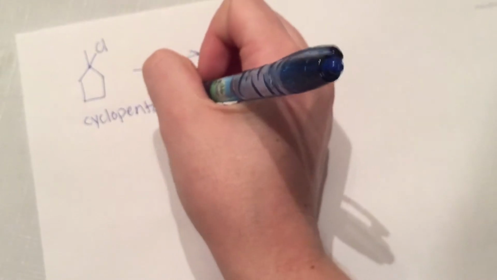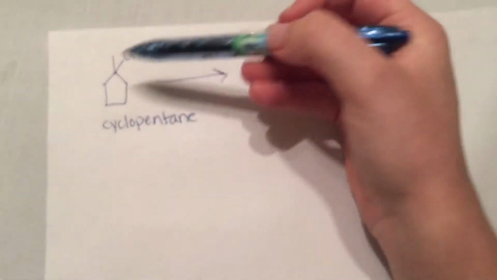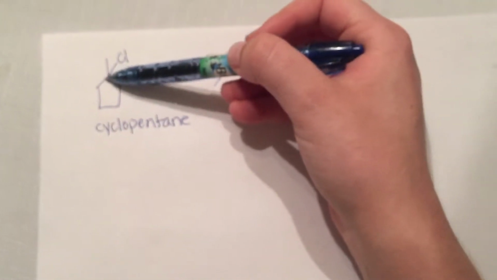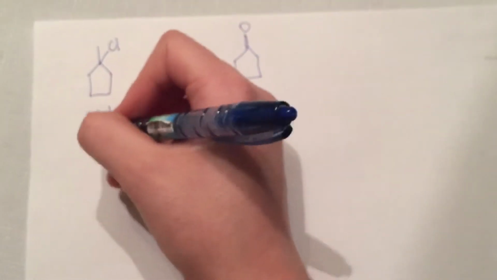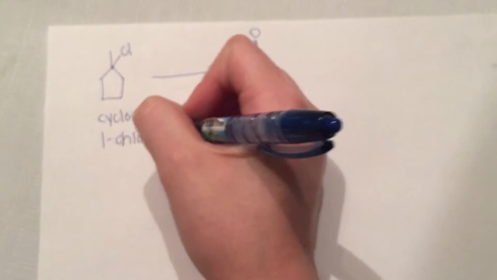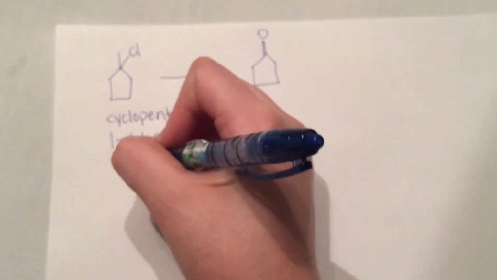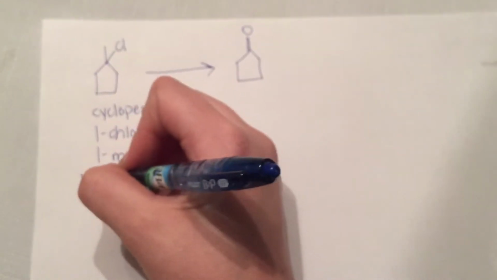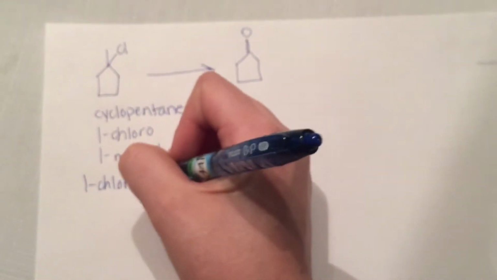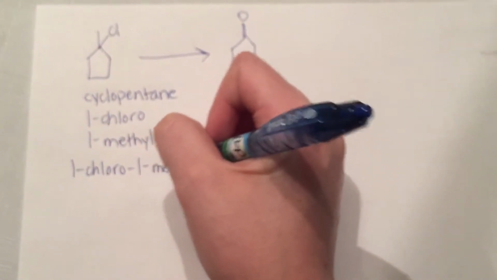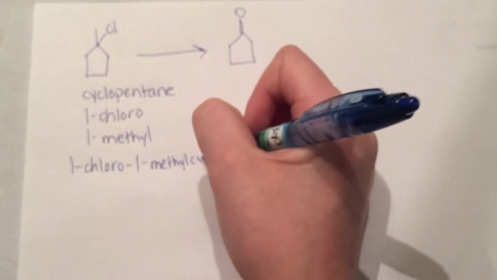with 2 substituents, and the substituents are on carbon number 1, and it's just decided that that is the first carbon because it has substituents. So we have a chlorine and a methyl, and when naming those, they are in alphabetical order. So it is a 1-chloro-1-methyl cyclopentane.